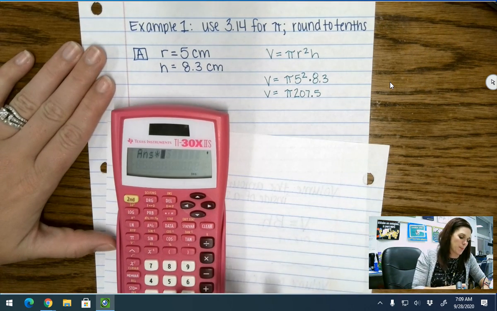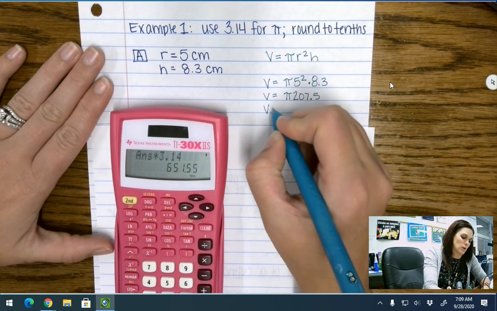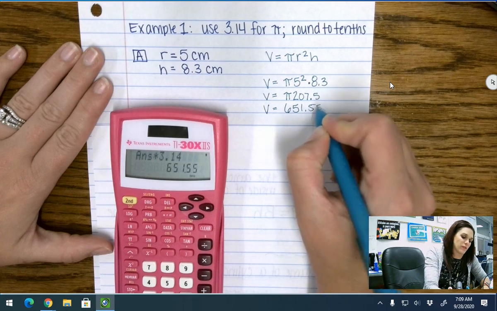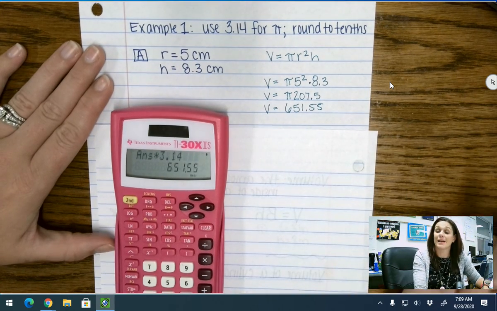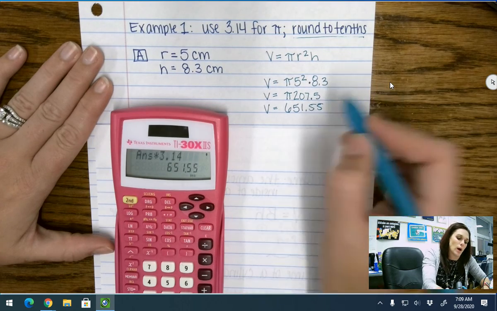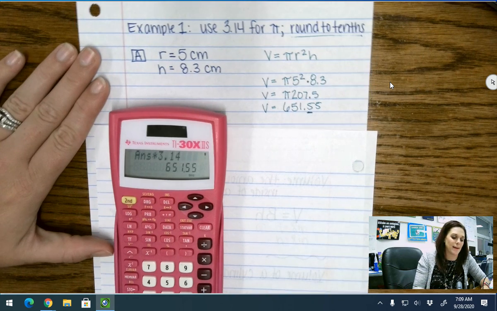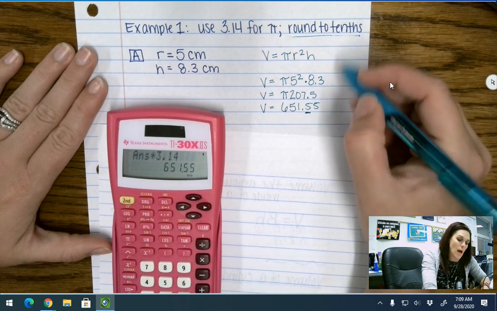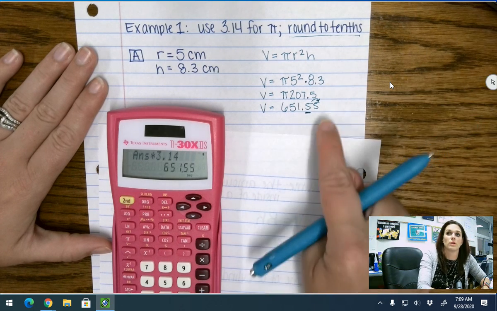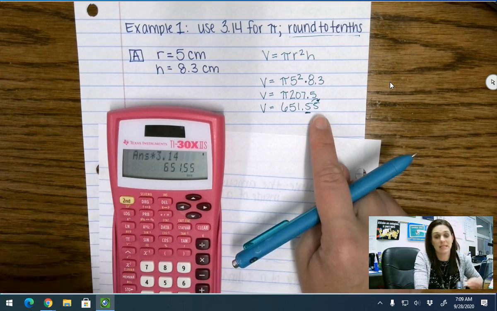All right, so I'm going to go ahead and multiply by 3.14, and I'm going to write down that the volume equals 651.55. Now I go back to my directions and it says round to the tenths place. So I'm going to underline my tenths place. So it's 1 digit behind the decimal. I'm going to look at its next door neighbor behind it. So the question is, is this closer to being 50 cents or being 60 cents?